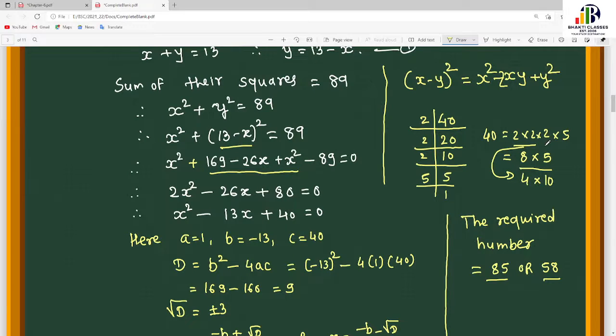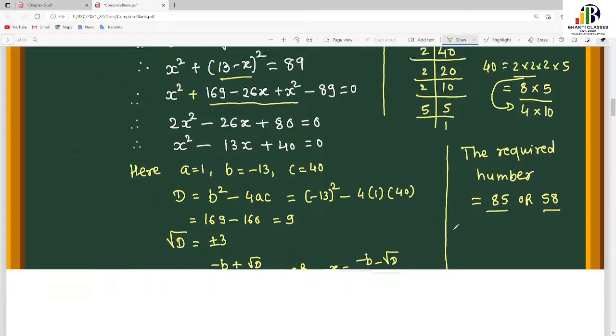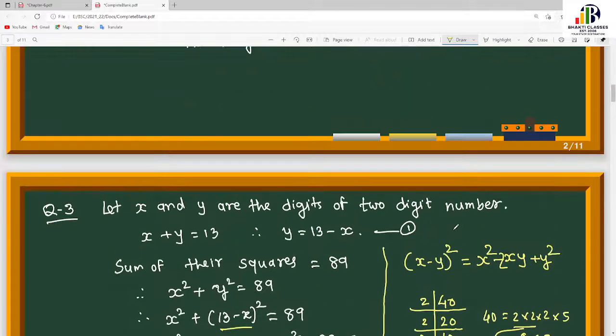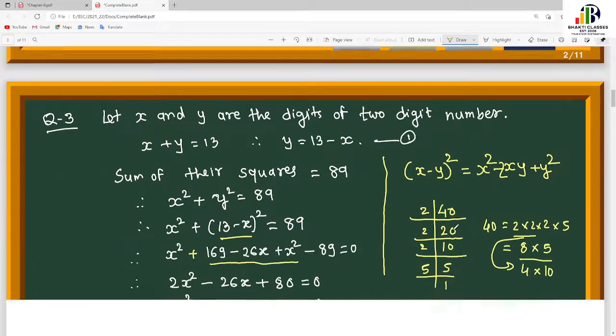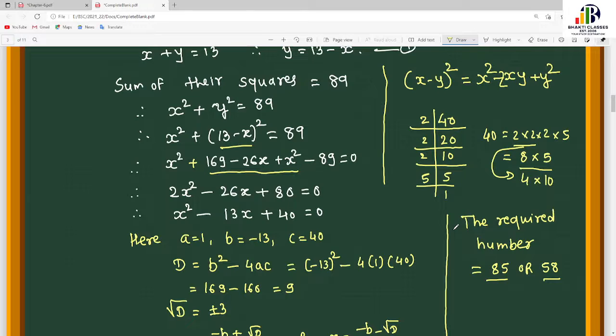8 into 5 is 40, and 8 plus 5 is 13. Here we had to split the middle term using addition. So this is what the answer is: the required number is 85 and 58. This was question number 3. Have you understood this question?